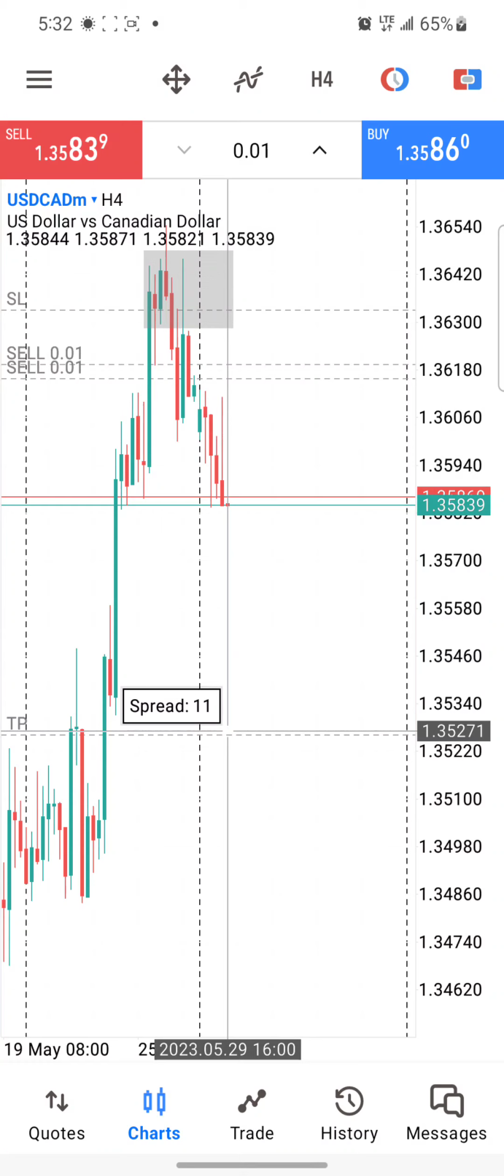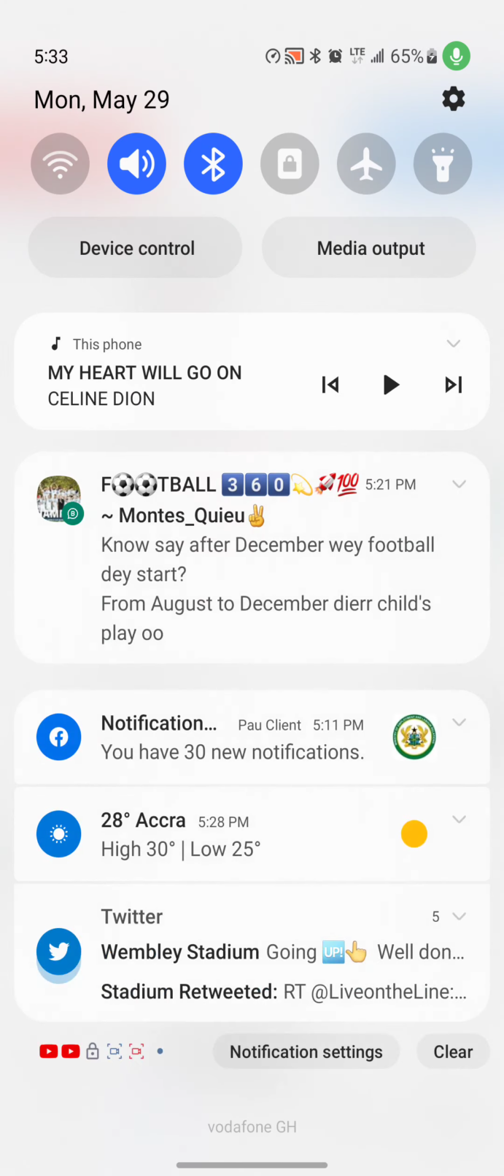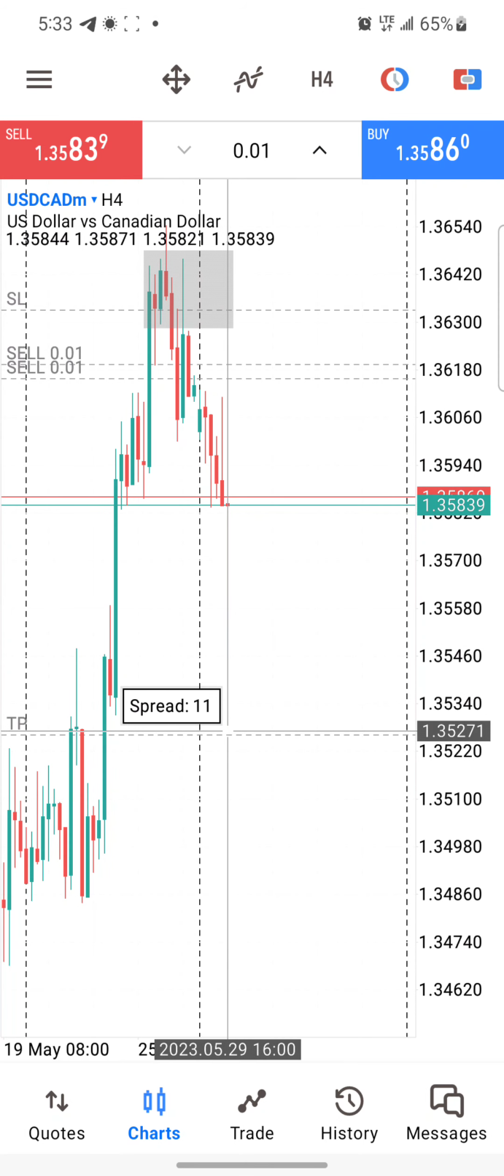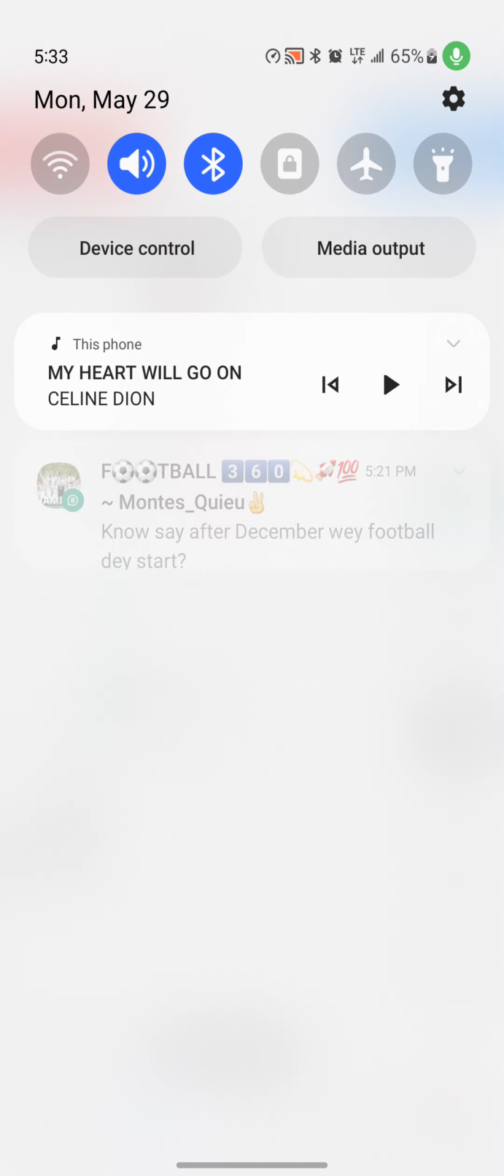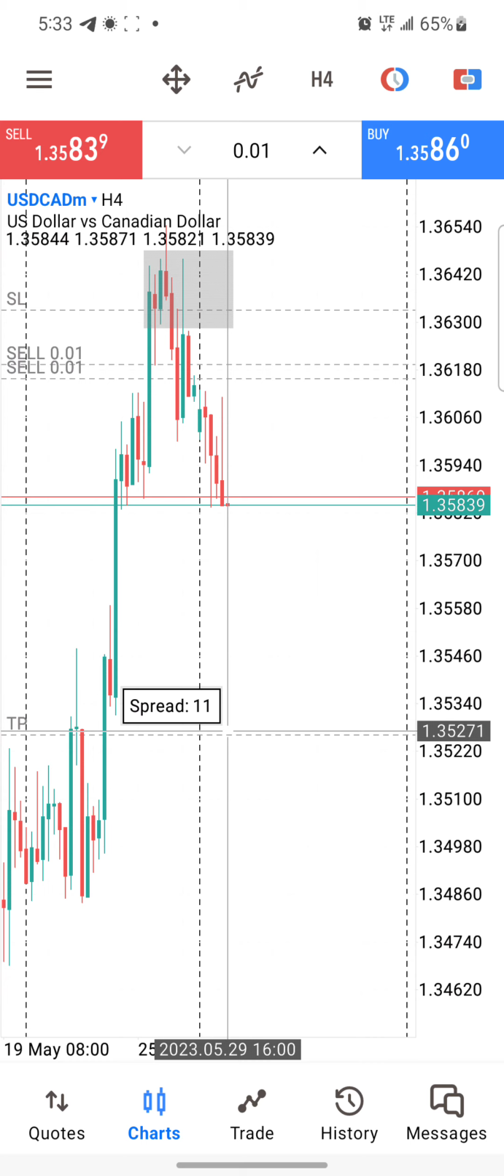Often it works. I can say 60-70% it works. So if you want to trade, you can trade. Currently this trade is going on. You can trade it in today's day, that's 29th May. The market is still going on.